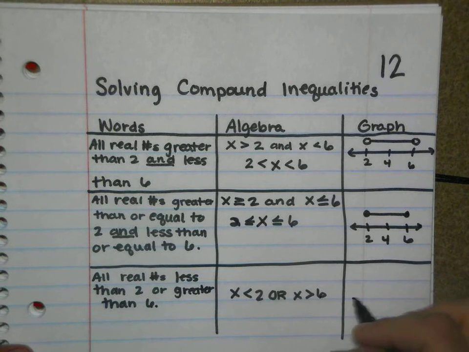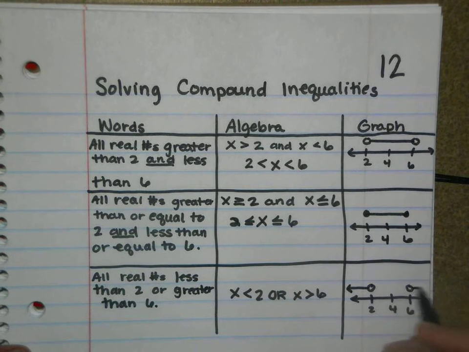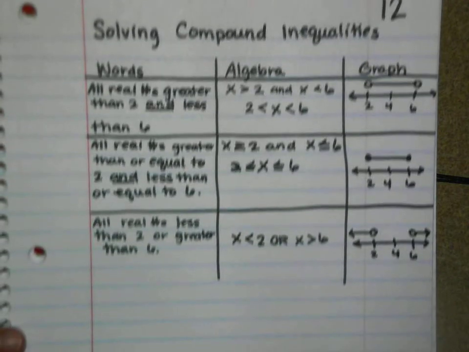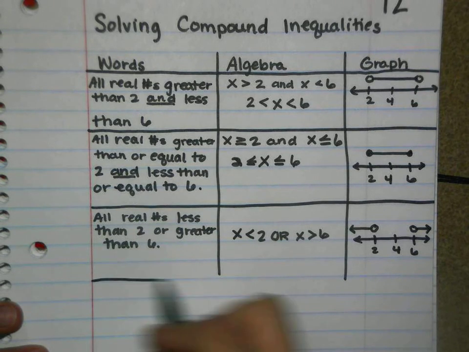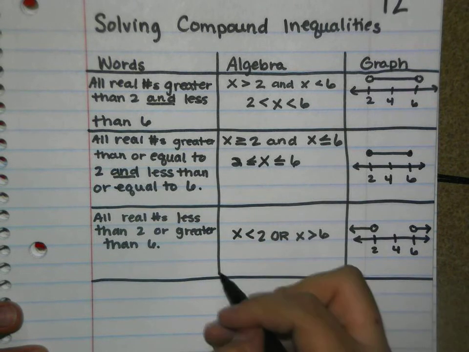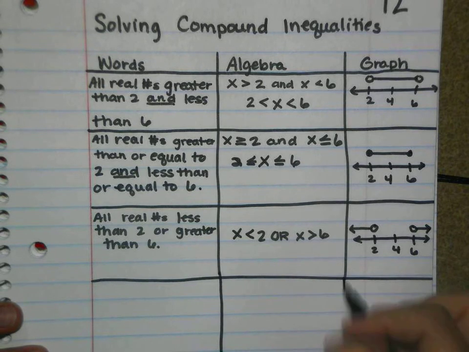And those are going to look a little different on our graph. We're still going to graph the 2, 4, and 6. Okay, these are going to be open at 2 and open at 6. Except for here we'd have x is less than 2, so this arrow would go this way, and x is greater than 6, so it would go this way. So we kind of have a hole in our graph.